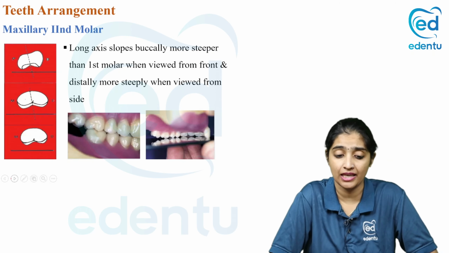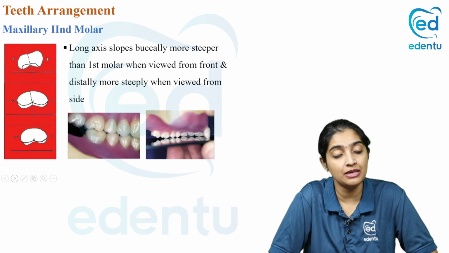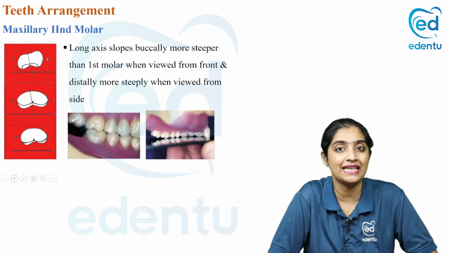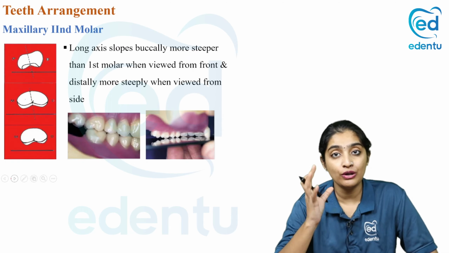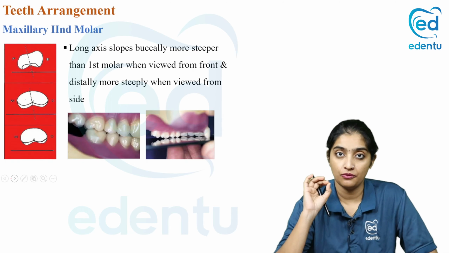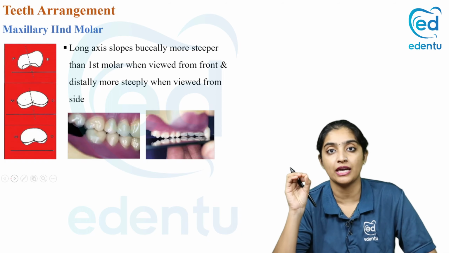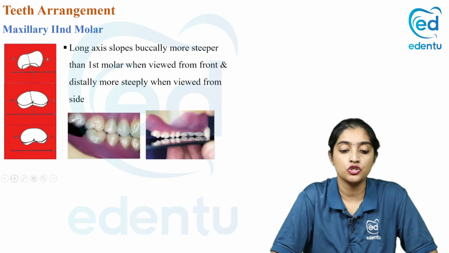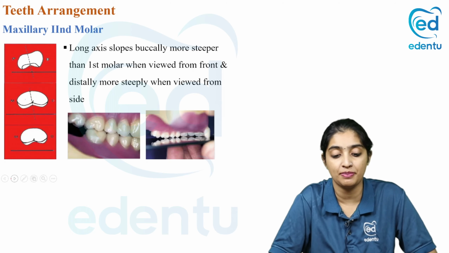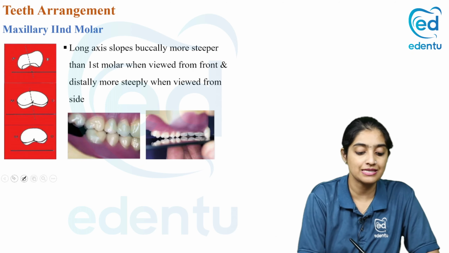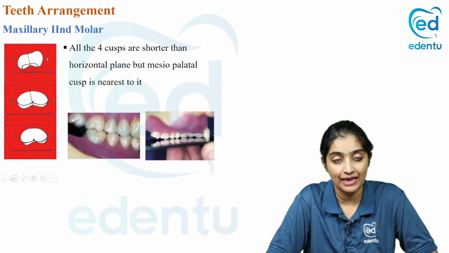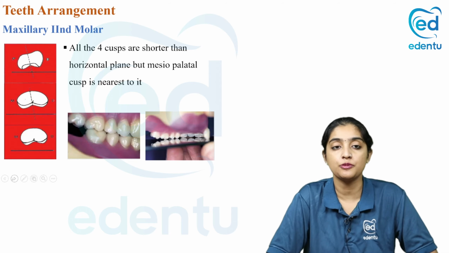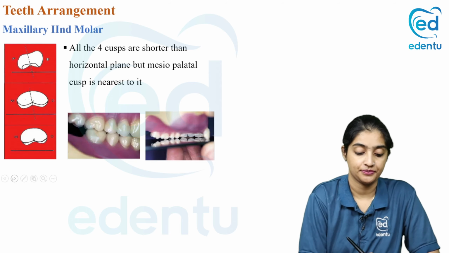The mesiopalatal cusp will be in contact with the horizontal plane. Coming to the maxillary second molar, it is very similar to that of the first molar, the only difference being that it is slightly steeper. That is, though the angulations will be the same as the first molar, none of the cusps will be in contact with the horizontal plane. So the long axis slopes buccally more steeply than the first molar when viewed from the front and distally more steeply when viewed from the side. All the four cusps are shorter than the horizontal plane, with the mesiopalatal cusp closest to it.